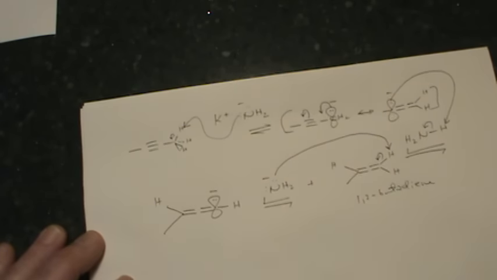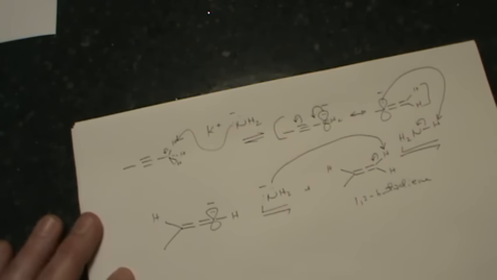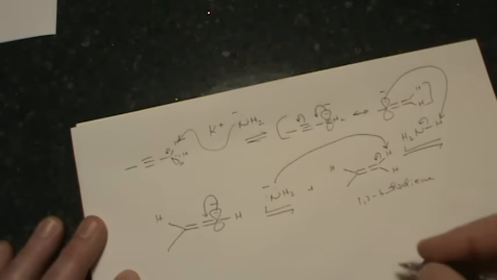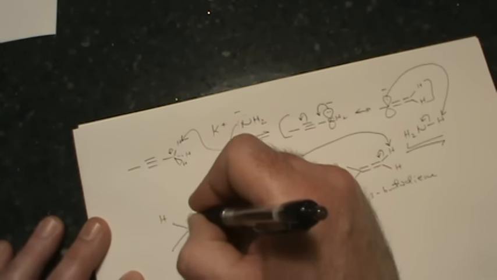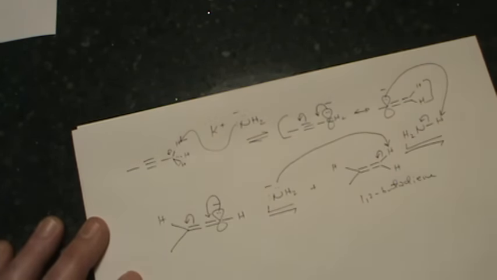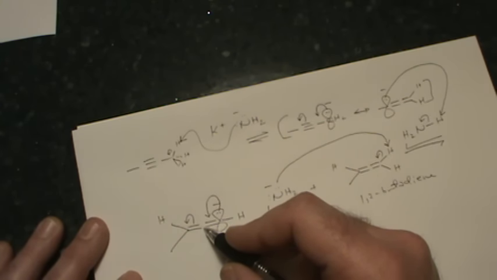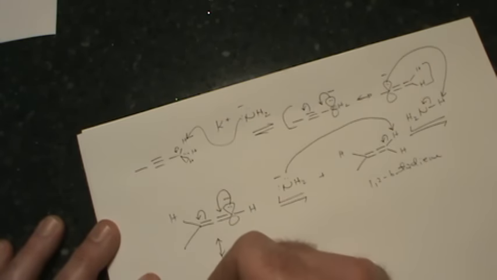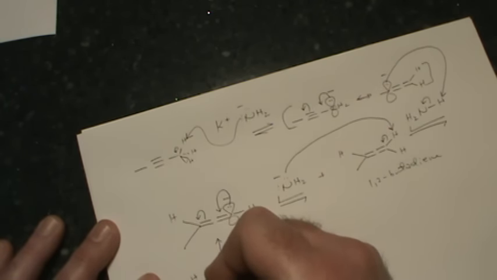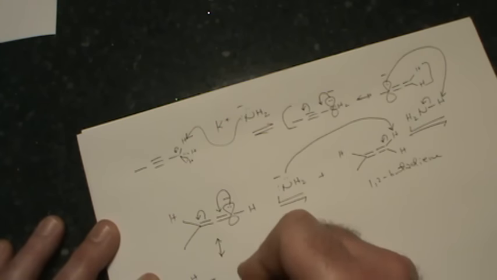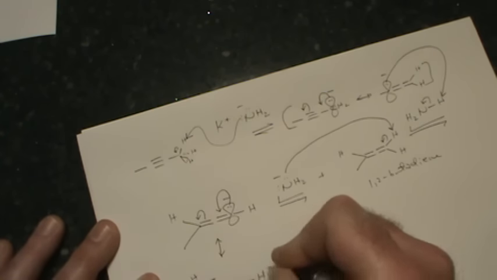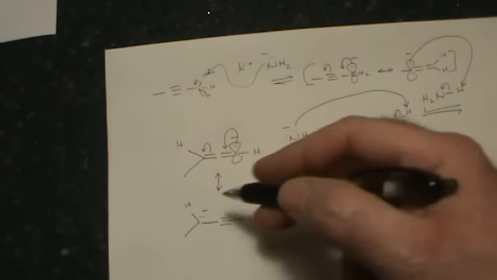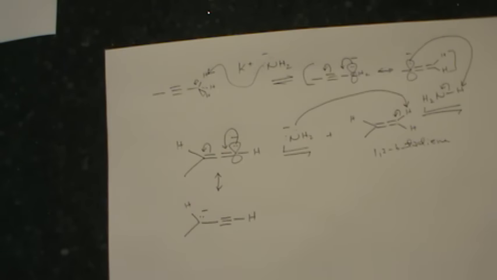And once again I generate an anion, which is going to be resonance delocalized. If I take these two electrons, kick them down to form a new pi bond, I must move these two pi electrons to the adjacent carbon so that I don't have a violation of the octet rule at this central carbon. That gives me a new resonance form, which looks like this. This is starting to look a lot like the terminal alkyne.